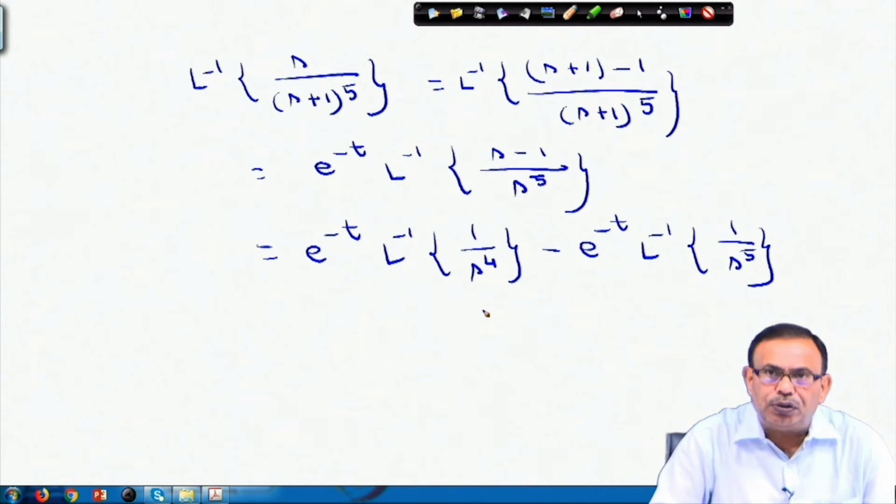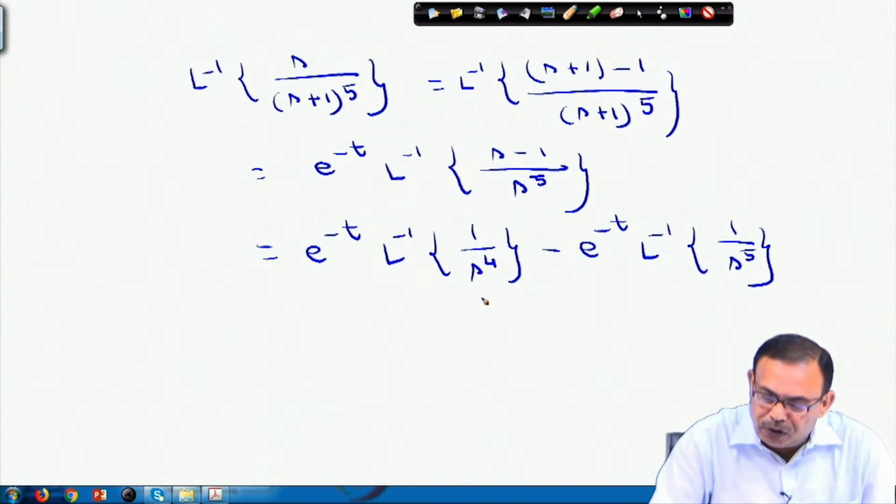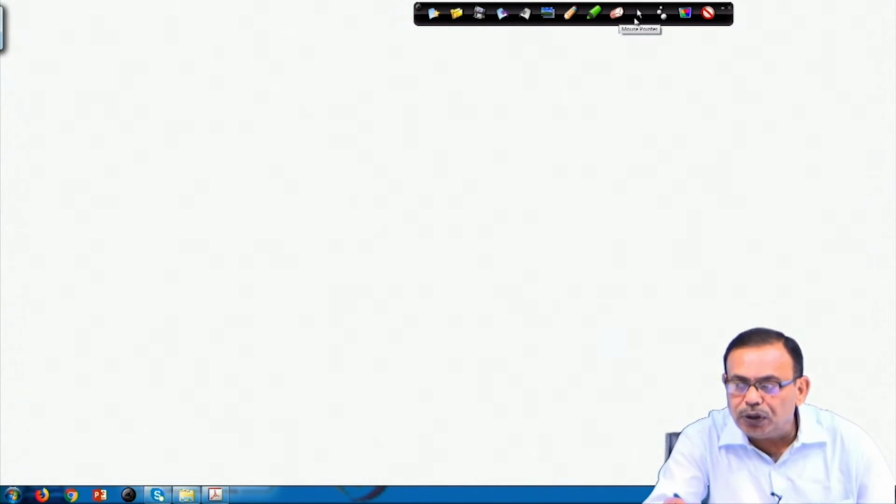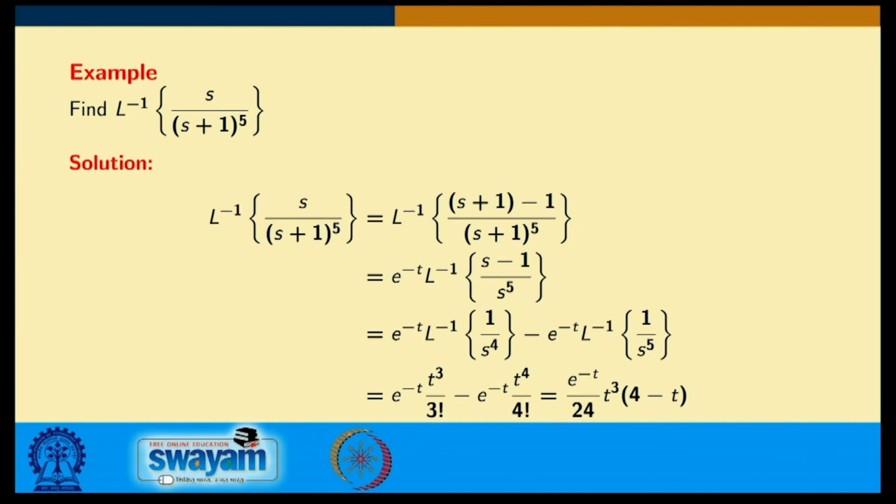And I know the functions whose Laplace transform is either 1 by s to the power 4 or 1 by s to the power 5. That I will just show it here. So, Laplace inverse of this we have done. This equals e power minus t into this one, and this I am breaking. For them the values are e power minus t into t cube by factorial 3, and here for 1 by s to the power 5 the corresponding function is t power 4 by factorial 4. So, this is your required result.